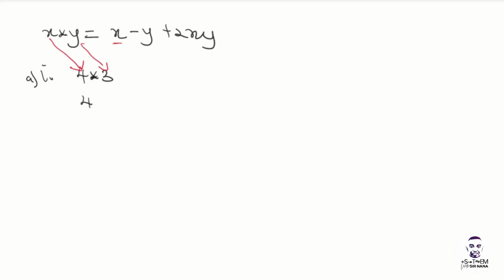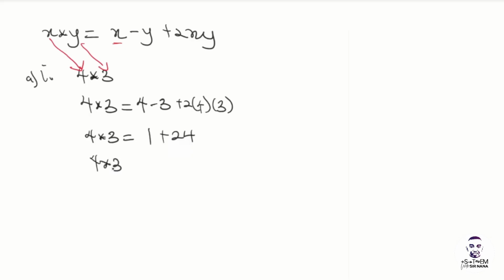So it means that we have 4 operation 3 equal to 4 minus 3 plus 2 multiplied by, our x is 4 and our y is 3. So it means our 4 operation 3 will be equal to 4 minus 3 gives us 1. 2 multiplied by 4 gives us 8. 8 times 3 will give us 24. So our 4 operation 3 gives us 25.